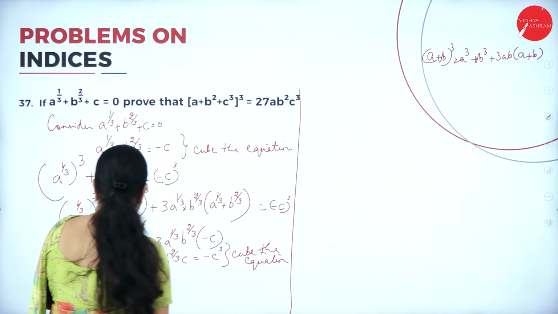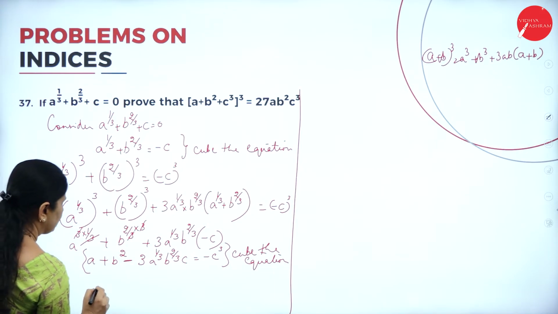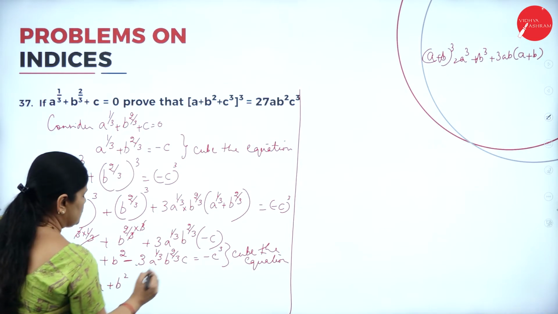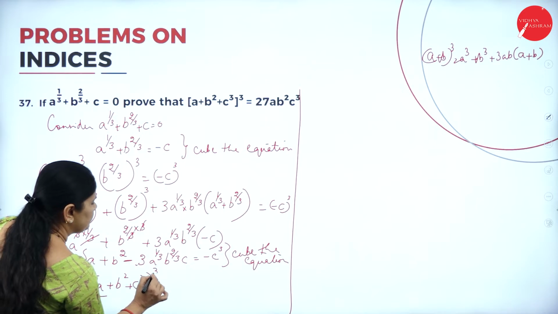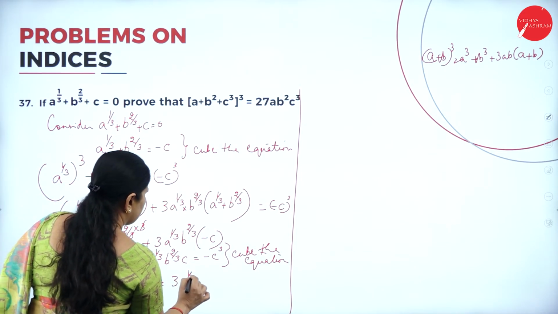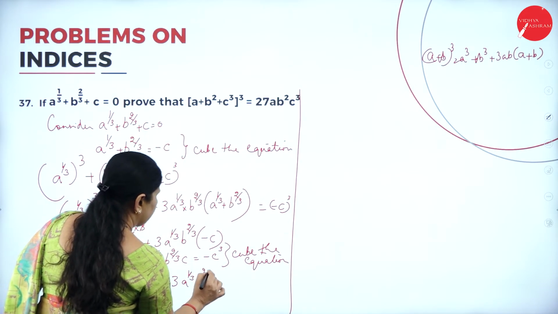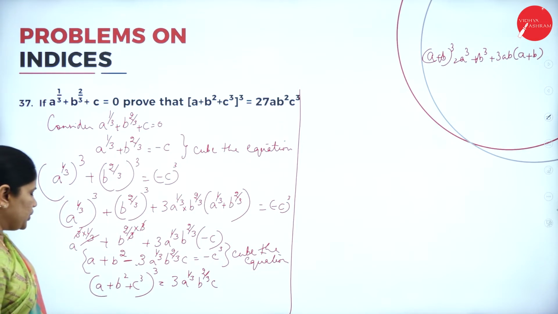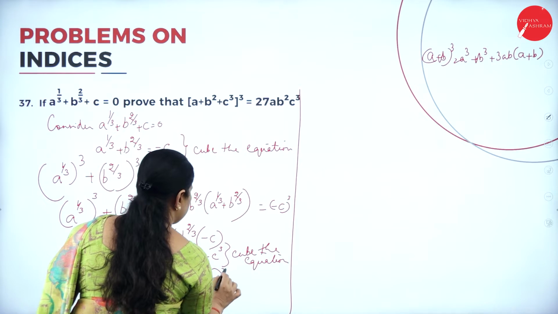When I cube the equation again, what will I get? So when I cube this, a plus b square plus c cube, the whole cube will be equal to 3 to the power of 3 into a to the power of 1 by 3, b to the power of 2 by 3 into c. Now I am cubing this again. So this equation has to be cubed here.